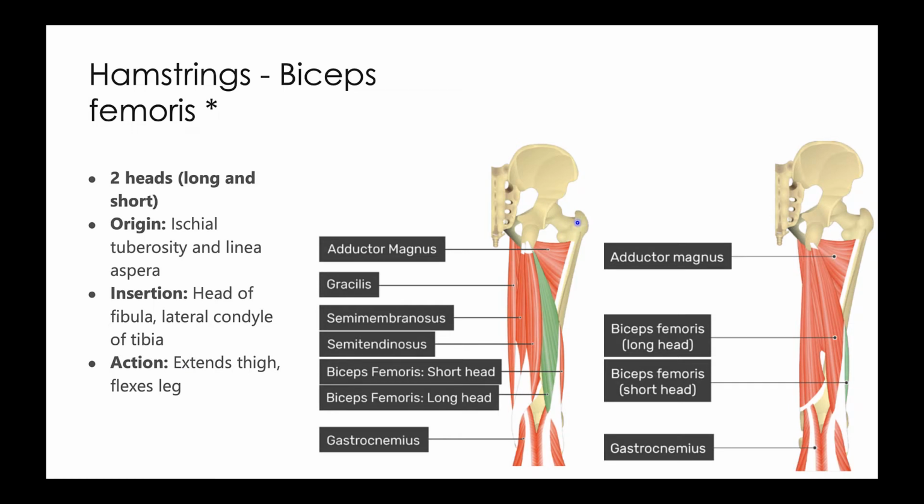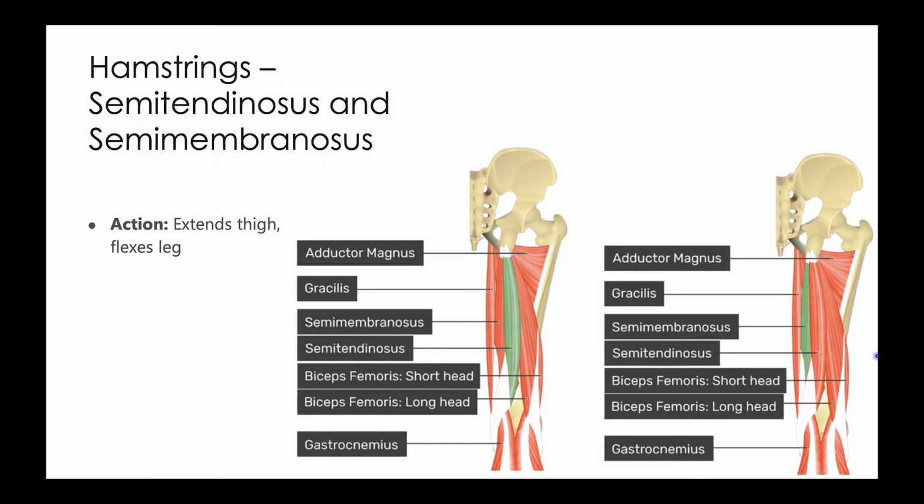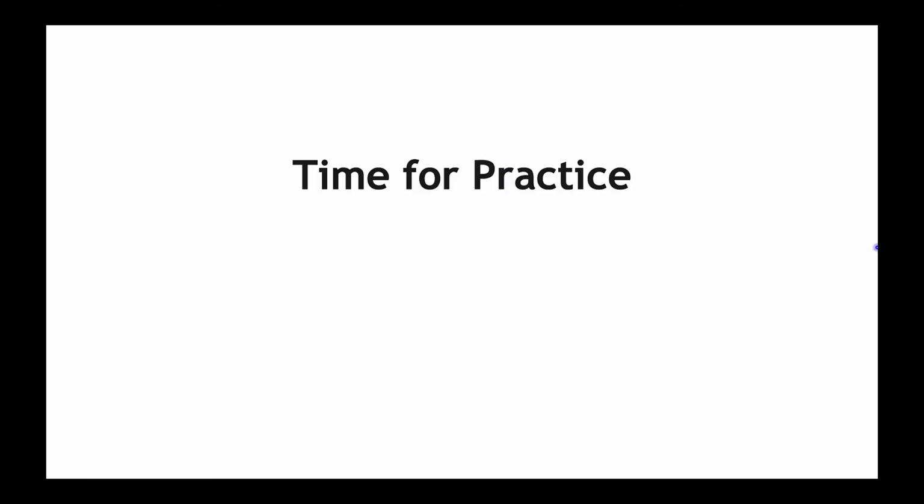Our semitendinosus and semimembranosus, these are also part of our hamstrings. They are extending the thigh and flexing the leg. So go ahead and digest some of this material, practice a little bit, and then we'll move on to muscles of the leg.